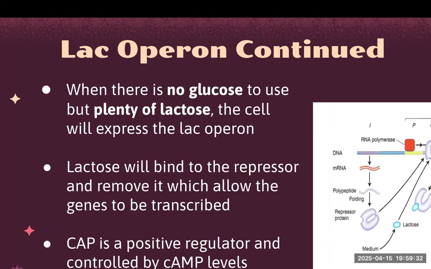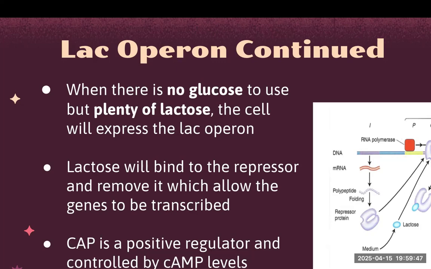Okay, so when glucose levels are low, cAMP levels are going to be what? High. Inverse relationship, right? Glucose levels are low, cAMP is going to be high. What does CAP need to be bound to in order to do its job? cAMP.